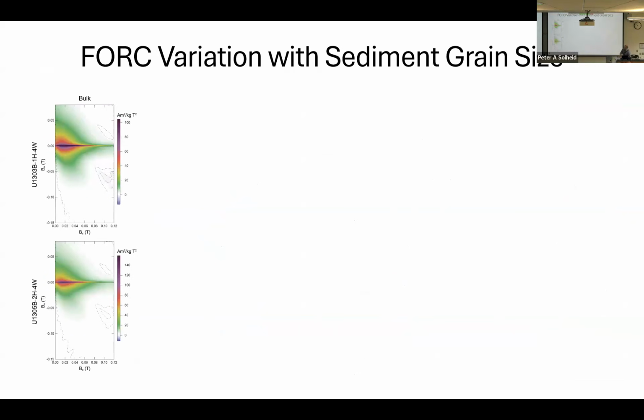Okay, so we wanted to look at how this affects not just hysteresis properties, but how it affects some of these FORC diagrams as well. This is the bulk FORC diagram for two samples. If I was to present this to anybody in this room, they'd say, well, there's probably a detrital vortex component there, and there's probably a central ridge, a mixture of two components that you might be able to interpret from this FORC diagram.